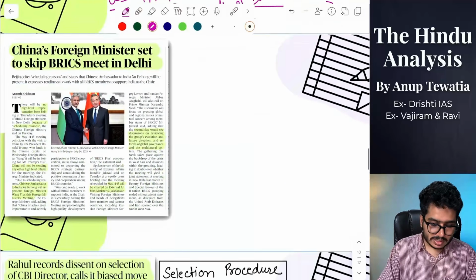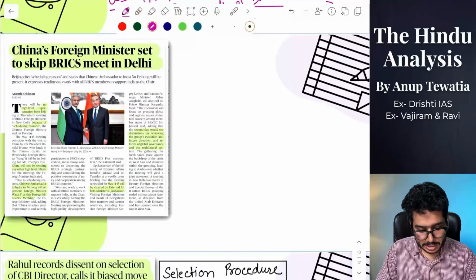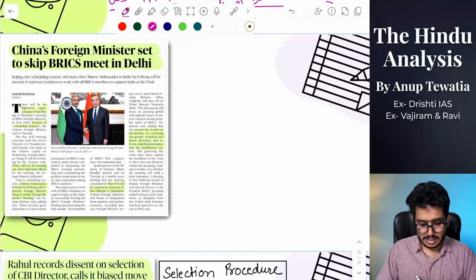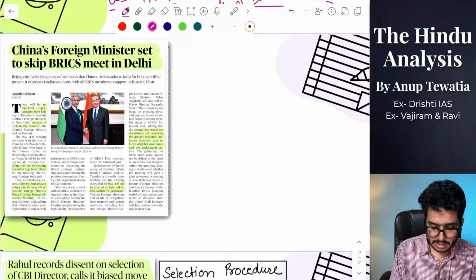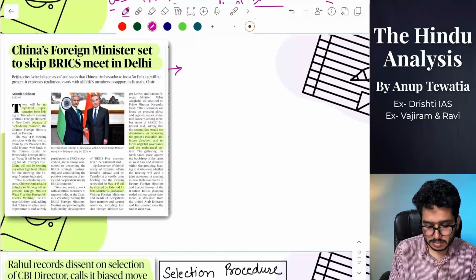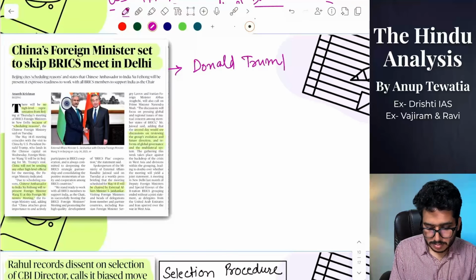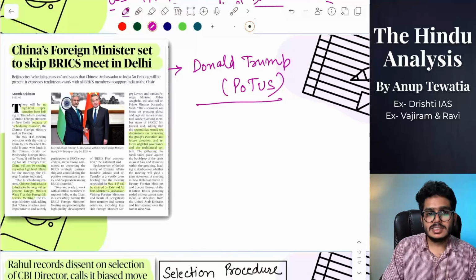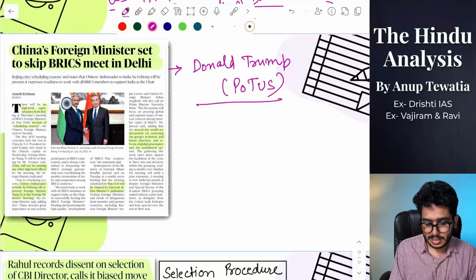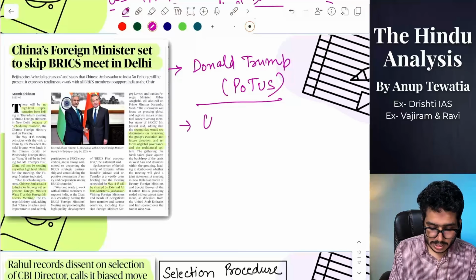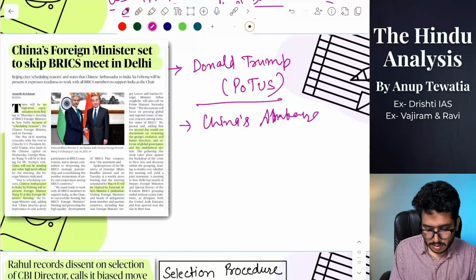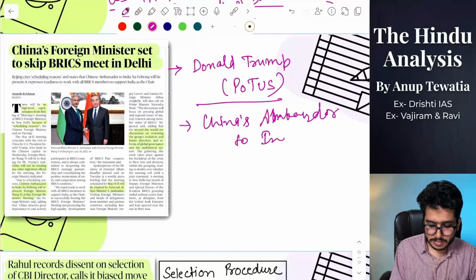Now, China's foreign minister will skip the BRICS meet in Delhi. This is just news, but there is always a reason. The reason given is that Donald Trump, President of the United States, is visiting China. So China's foreign minister has to be there, and in his place, China's ambassador to India will join it.